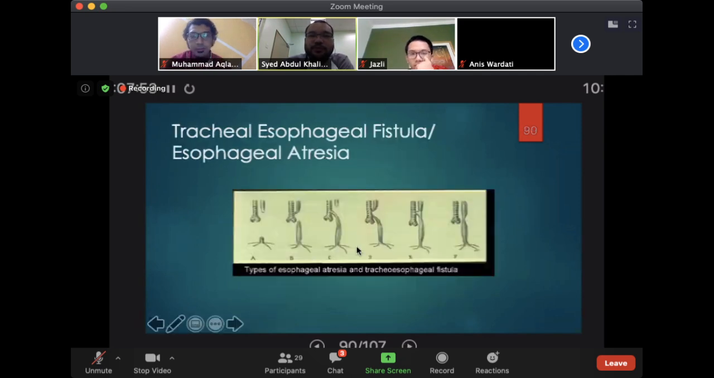Tracheoesophageal fistula. This is the H type. This is the one I've told you before. Sometimes kita boleh miss H type. This is tracheoesophageal fistula with esophageal atresia. Esophageal atresia, tracheoesophageal fistula. So ni yang macam tadi tu. Masuk rice tube pusing kat sini. Tapi dekat stomach dia ada air sebab ada connection between trachea and distal part of the esophagus.